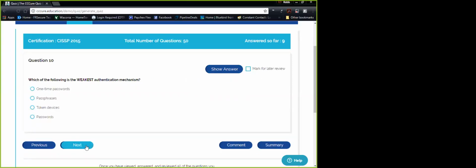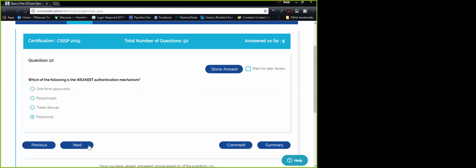All right. Which of the following is the weakest authentication mechanism? One-time password, passphrases, token devices, or passwords? Yeah. Good job. I can't wait for us to get to some of the more difficult ones. You guys are probably going, wow, this really isn't so hard. SSL uses message authentication code for what purpose?